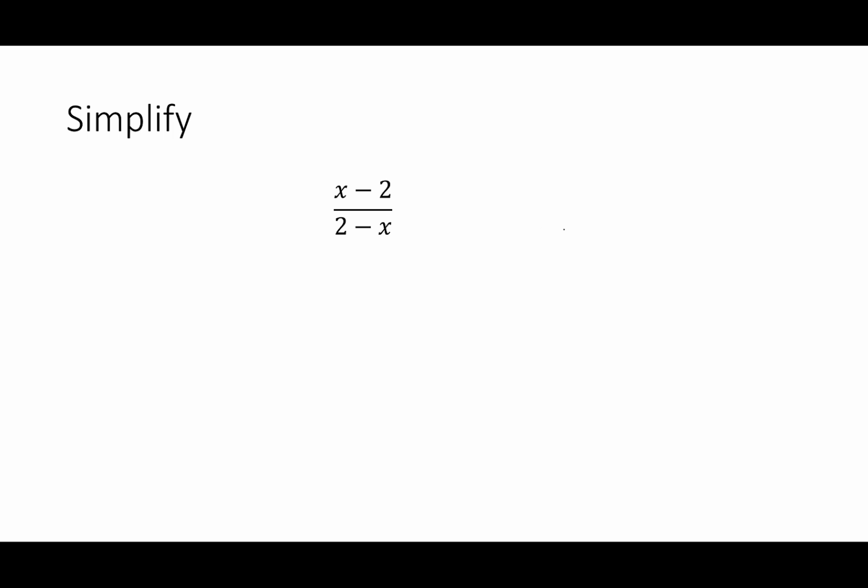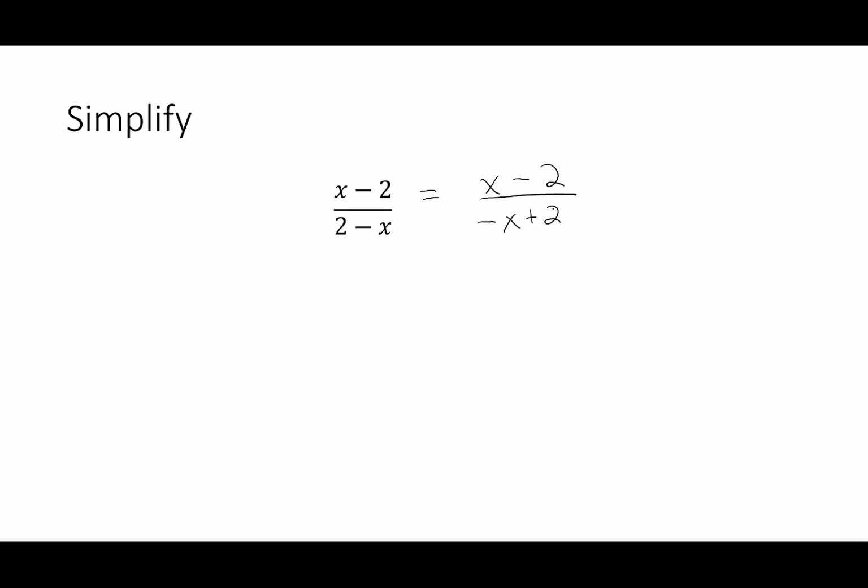Now look at this one. I have x minus 2 over 2 minus x, and hopefully when you look at it, you're like, that looks really kind of the same. So let's just rewrite that a little. Let's write x minus 2, and I'm just going to rewrite the denominator to make it negative x plus 2. I want to put the x's first and the number second.